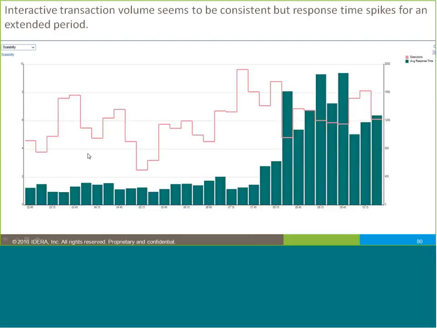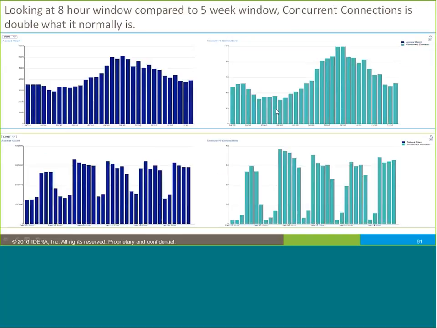And you can see here, from the scalability standpoint, people are trying to do the same amount of activity, but the response time basically just degraded. You can see that things are not scaling. Things are going very, very, very badly.